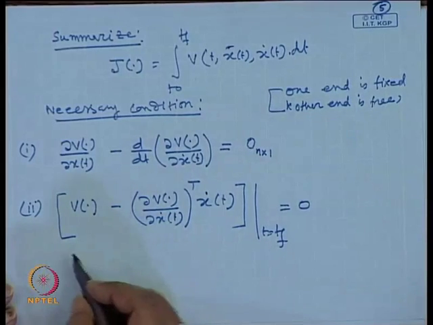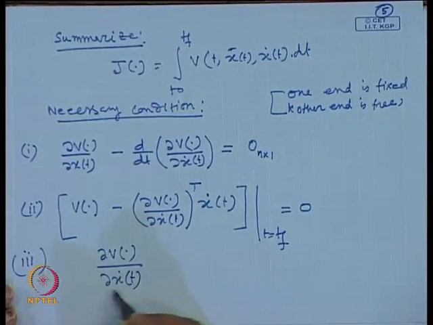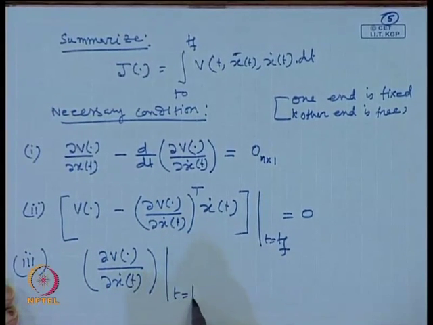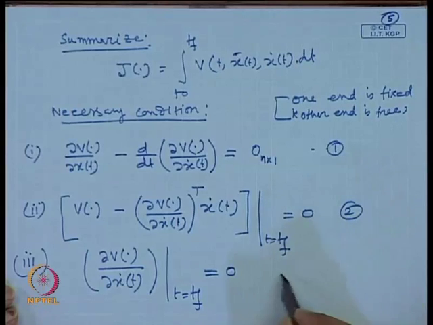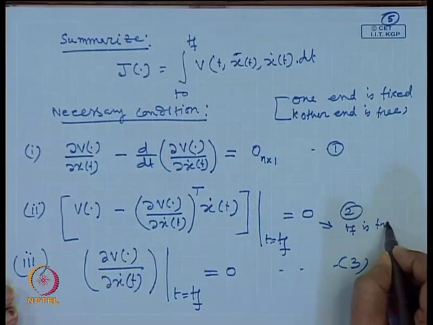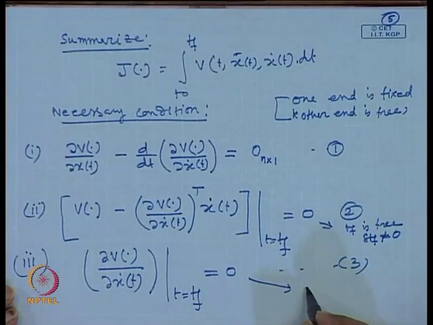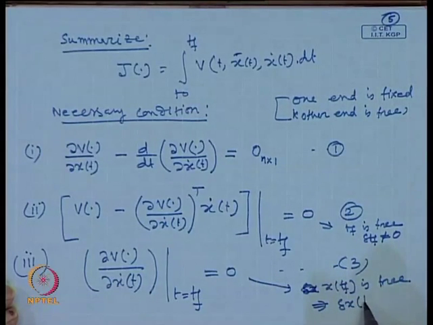The next condition is del v del x dot at t equal to t f equal to 0. Let us call these equation number 1, equation number 2 and equation number 3. This is valid when t f is free, that means delta t f is not equal to 0. This is true when delta x f, or you can say x of t f, is free, which implies that delta x f is not equal to 0.